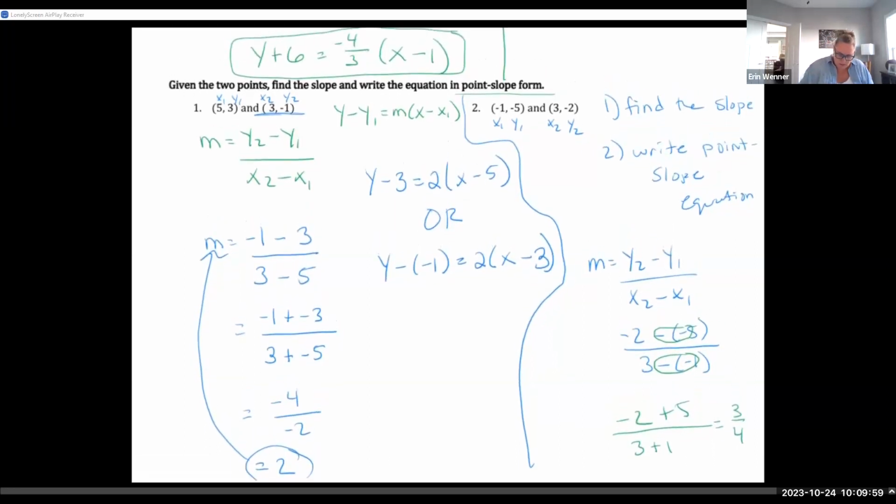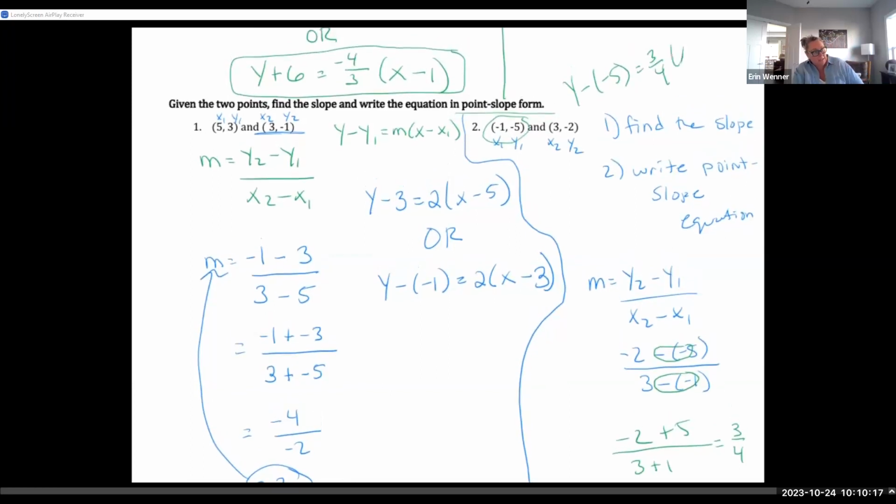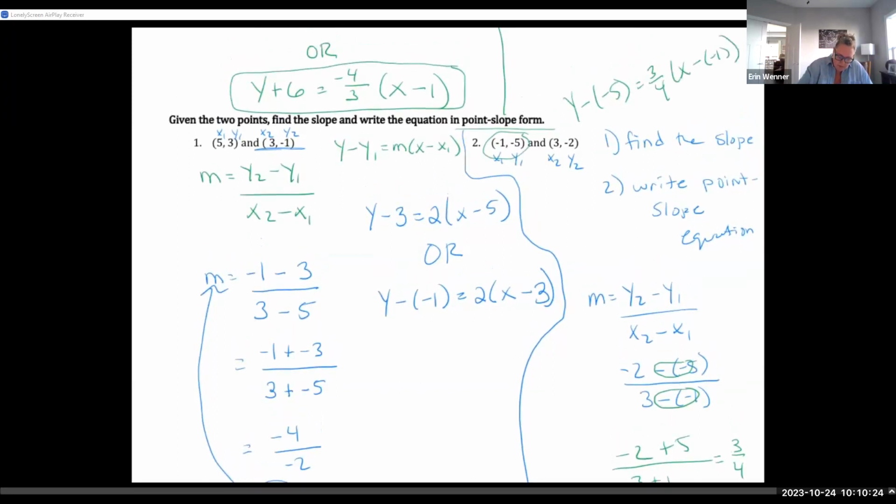I'm running out of room. I'm going to just use the first one because again, I go with whatever's first. So I'm going to say y minus a -5 equals 3/4 times x minus a -1. If you're uncomfortable with all the negatives, we can rewrite this as y plus 5 equals 3/4 times x plus 1.